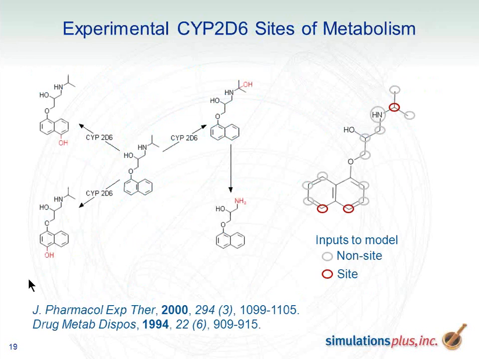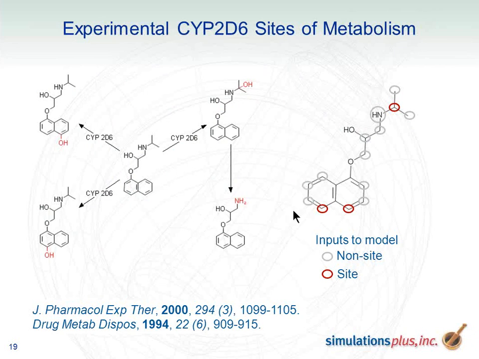This is an example of a 2D6 model and one of the molecules that would go into the training set or into the data set. So experimentally, propranolol has 3 sites of metabolism as illustrated over here on the left. So there are 2 sites on the naphthyl group, the 4 position and the 5 position. Then the carbon in the isopropyl group gets hydroxylated and decomposes into the amine here.